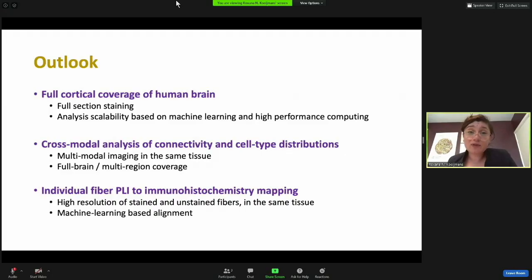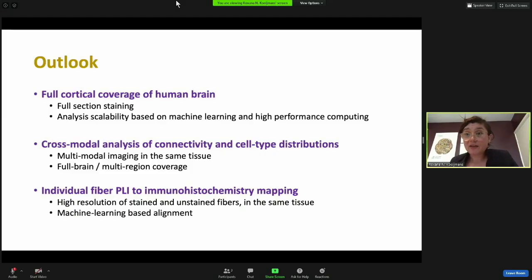The outlook of this work is generating full cortical coverage maps of the human brain, which is possible due to the fact that we can work with full sections and we have a very scalable method of analyzing our sections due to machine learning and high performance computing. We can perform cross-modal analysis of connectivity and cell type distributions due to the fact that we can image both fibers and specific cell types in the same tissue. And of course, we cover the entire brain, so we have a lot of data to compare.